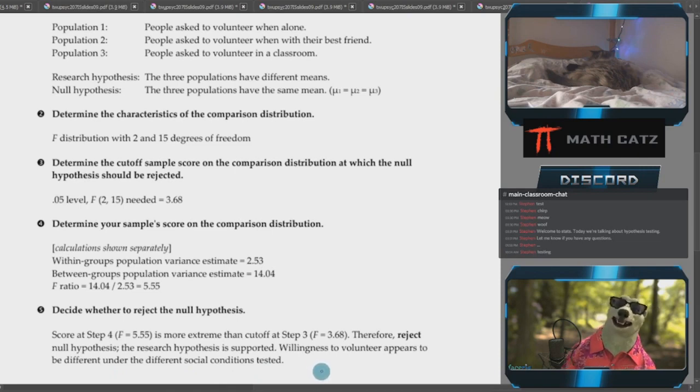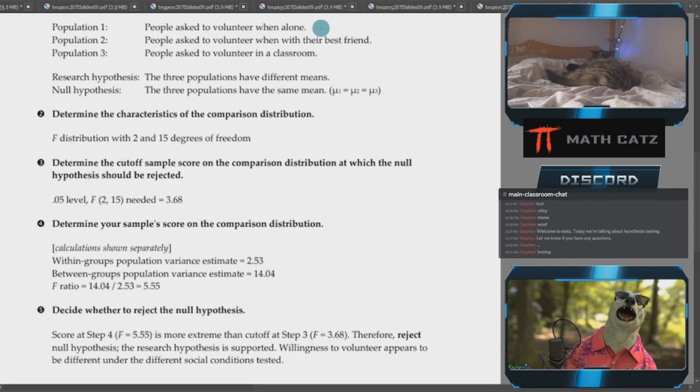Now, again, I'll emphasize here, we don't know where the difference is. We are only saying that there is a difference. So that's very important to realize, that all we're saying is the evidence suggests that it is different somewhere.